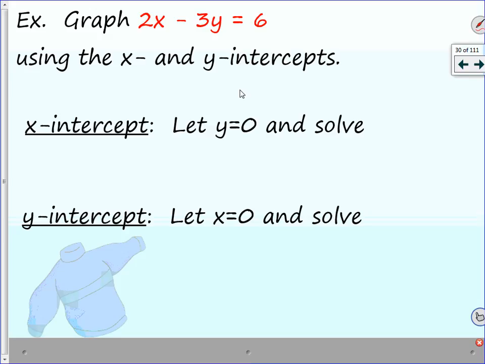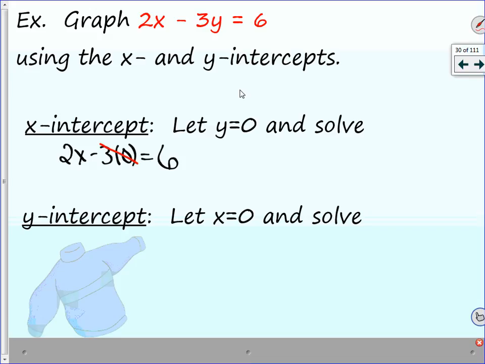So to find the x-intercept, we're going to let y equal 0 and solve. So here's our equation. I'm going to plug in 0 for y. And this is the great part about finding the intercepts. When you find the intercepts, you get to plug in 0 for the opposite variable. 0 is great because 0 makes things go away, making the equation simpler. So if the equation is simpler, then it's a lot easier to solve.